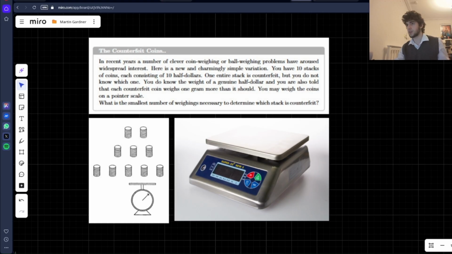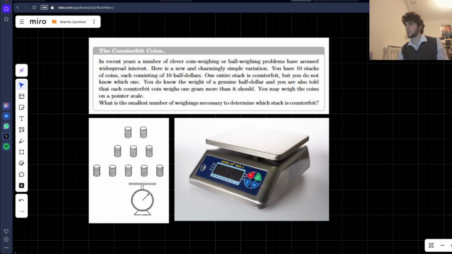So the problem is called the counterfeit coins, and counterfeit, if you're not familiar with that, basically means fake. So this problem revolves around some coins that are fake, and your job is to identify which coins are fake. I've taken this exactly straight from one of Martin Gardner's columns, so it does say "in recent years, blah blah blah" because I just didn't edit that out. But it shouldn't really say that, because it was written a good while ago.